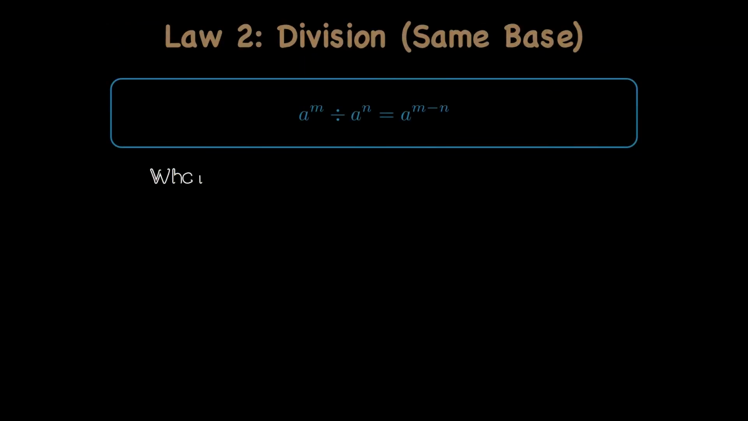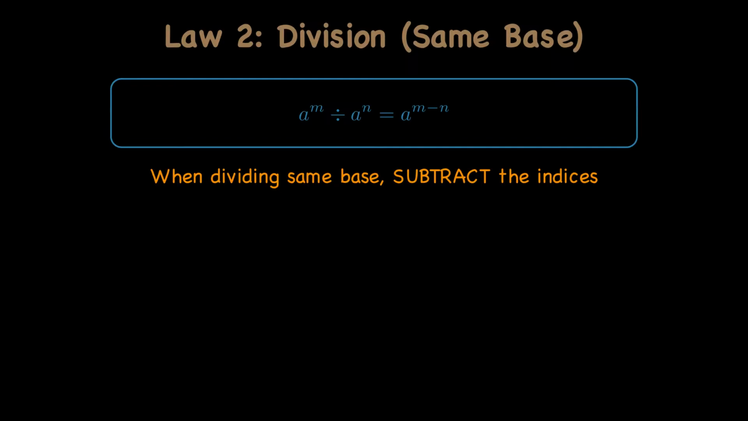Law 2. Division with the same base. A to the power of m divided by a to the power of n equals a to the power of m minus n. When dividing powers with the same base, you subtract the indices.